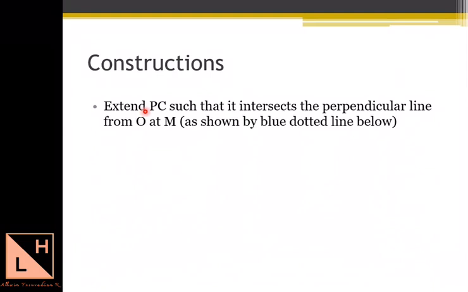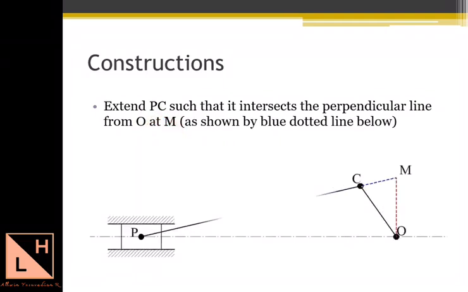Next we are going to extend the connecting rod. PC is nothing but the connecting rod, extended such that it intersects the perpendicular line from O. We have already drawn a perpendicular line OM, and this extended line from PC is going to intersect that vertical line at the point M as you see in this diagram. So first what we did was we drew a vertical line from the center of rotation of the crank. With respect to the movement of the slider, we drew this line perpendicularly, and next you need to connect this line PC, extending it till it touches the point M.